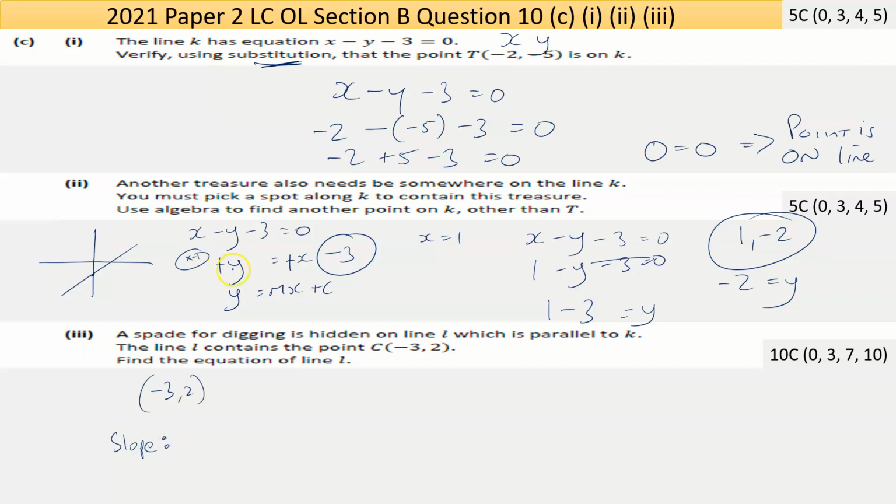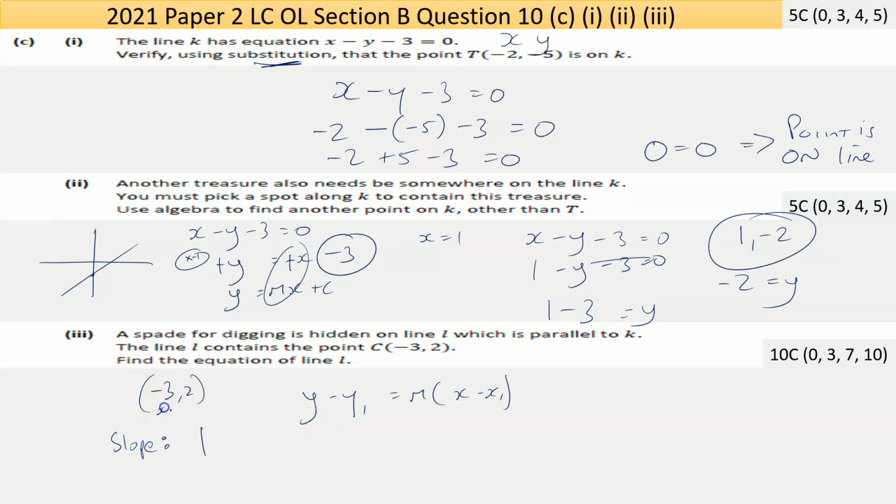Now, the reason I say we've worked on this is we did it here. The slope of that line is plus 1. It's parallel, so the slope of K is the same as the slope of L. Once I know that, I can use the equation of the line formula. It's given in the maths tables. I have a coordinate, I have a slope, therefore I can work it.